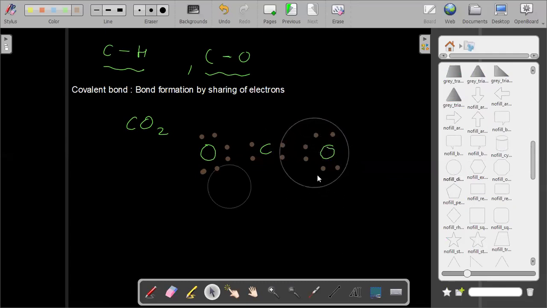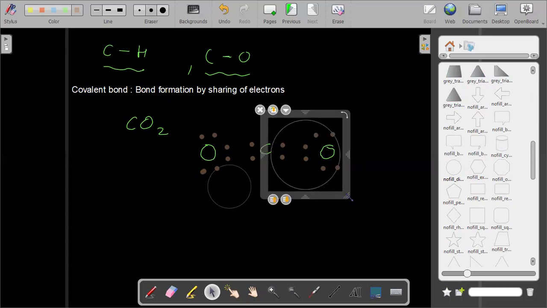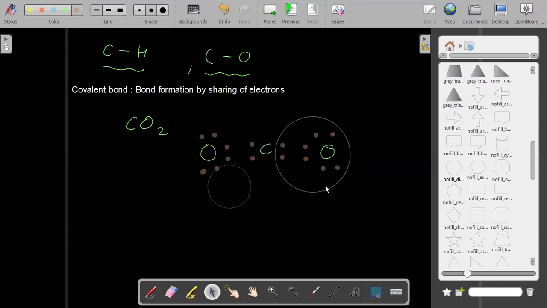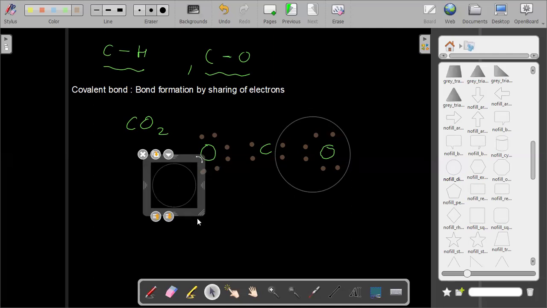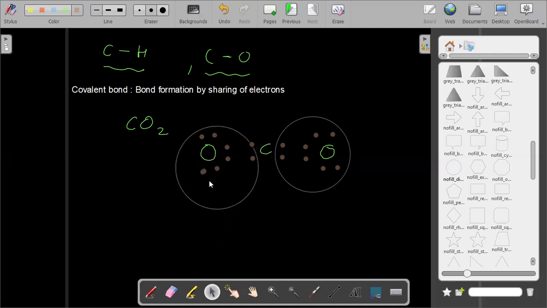So see, it behaves something like this. Your oxygen holds the two electrons of carbon and is able to satisfy its valency. In this way, oxygen is holding the two electrons of carbon and satisfies its own valency. So the valency of carbon is satisfied, and the valency of oxygen is satisfied.